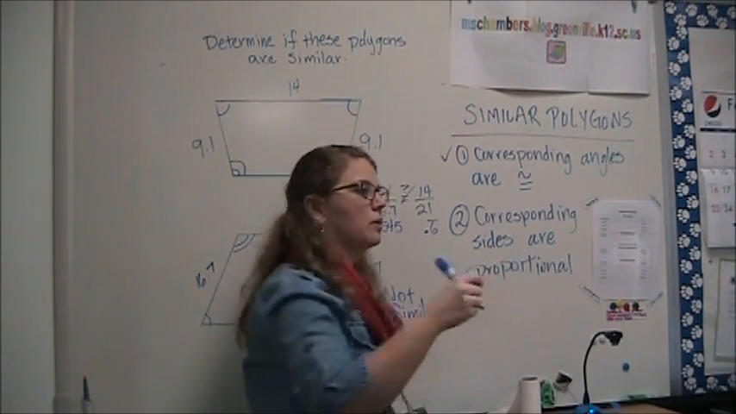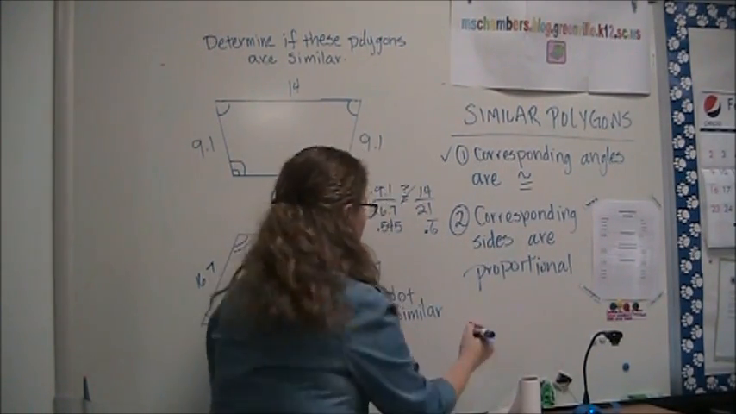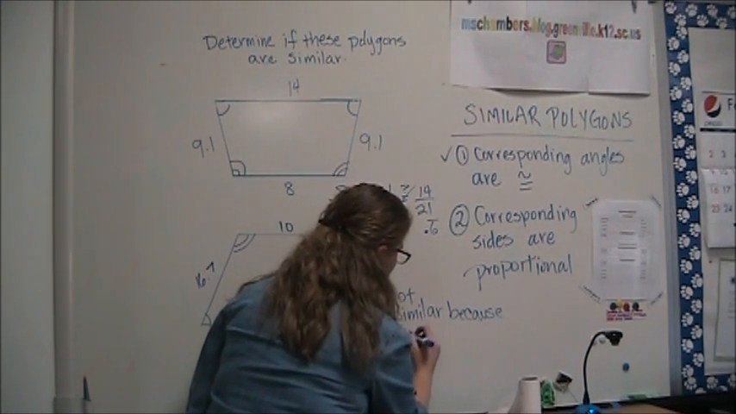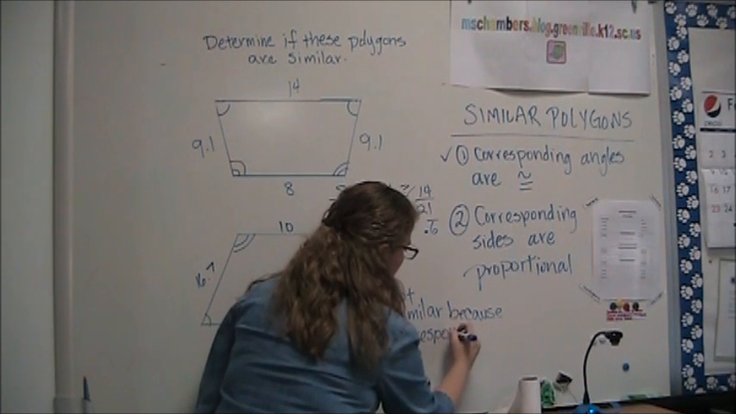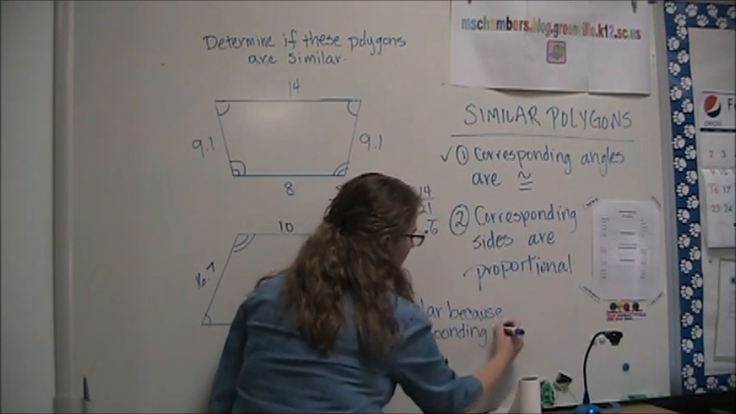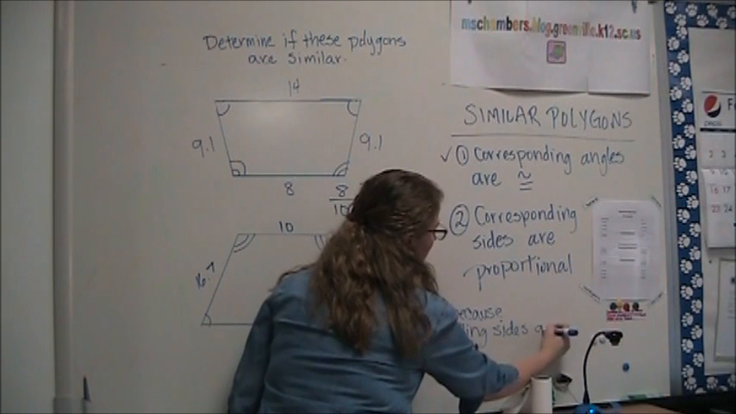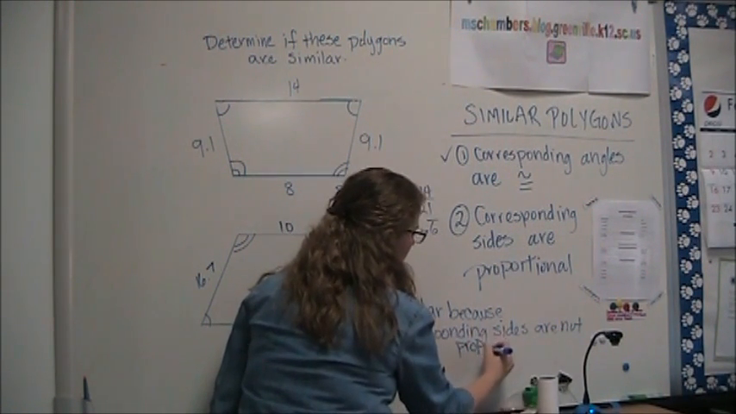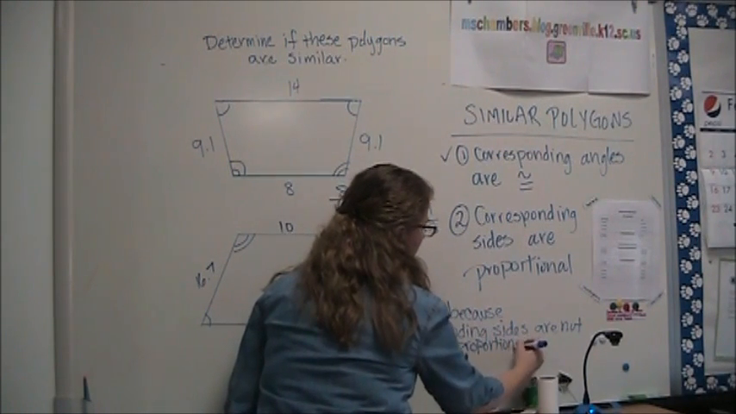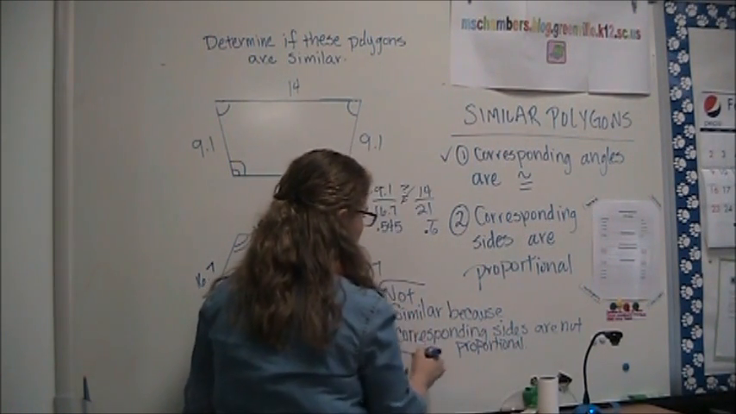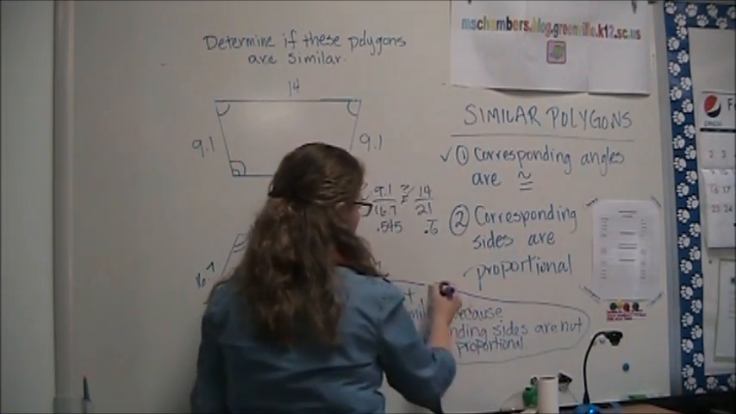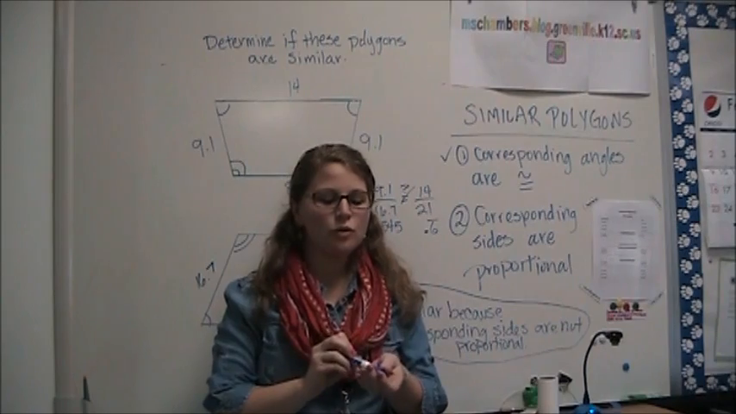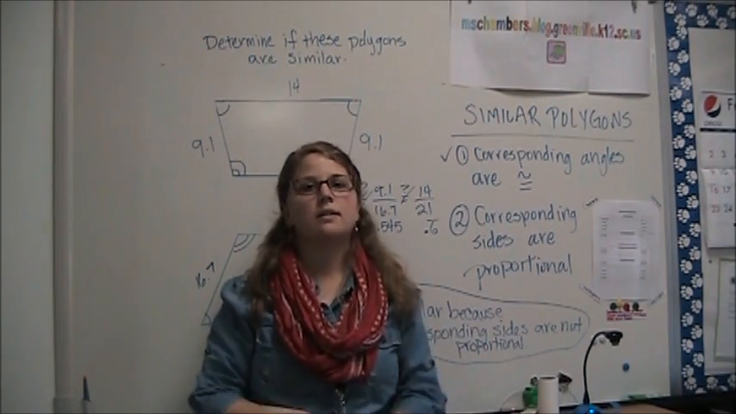And here's the most important part, the justification. Not similar because corresponding sides are not proportional. So that's how you determine if two figures, two polygons are similar.